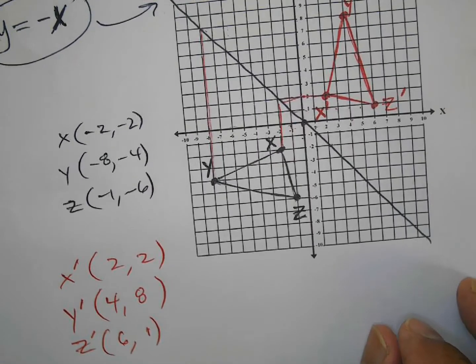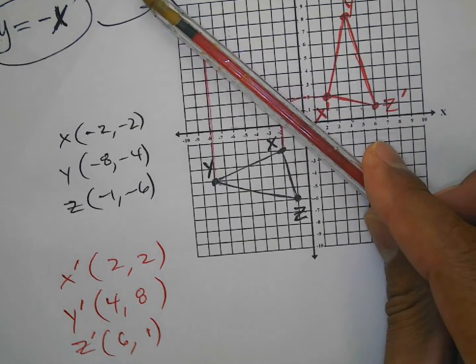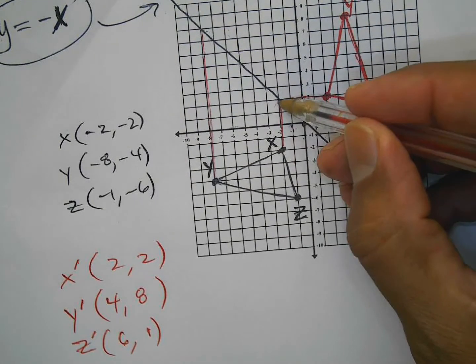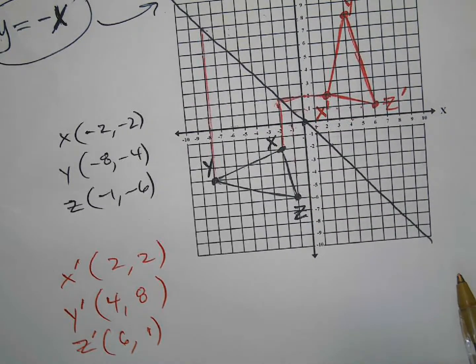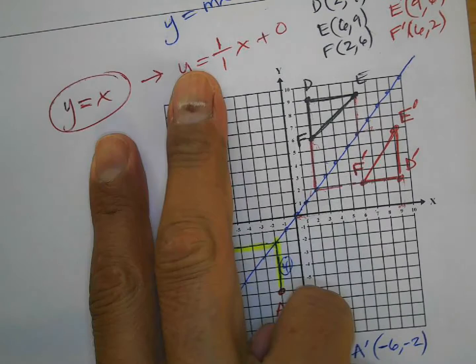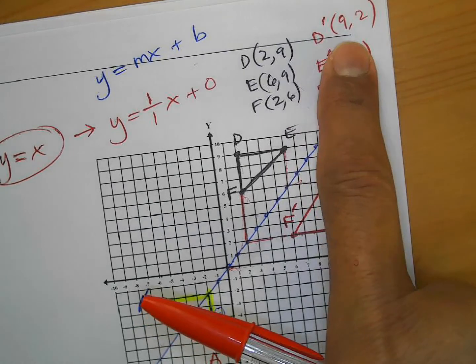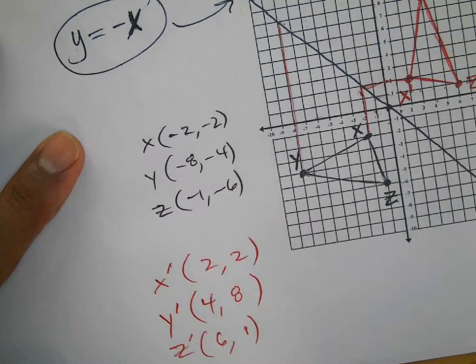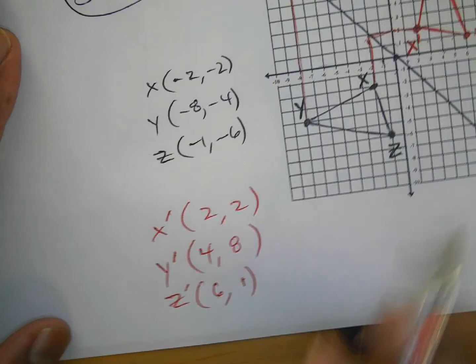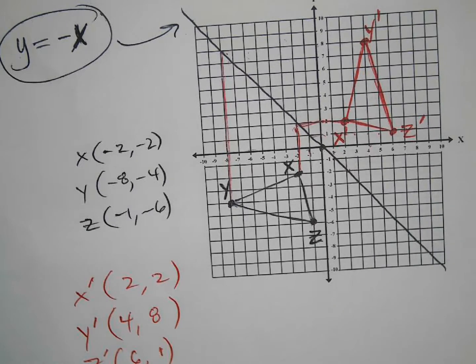Okay, so that's how you do the reflections along the line y equals negative x, right? You count to the line, but you don't count the same way. You got to change the direction. And when y is equal to x, you just switch the x and the y. You don't change the sign. We saw that here. This was 2, 9, this is 9, 2. This was 6, 9, this is 9, 6. But when it's negative x, you do switch the numbers and you also change the sign. All right, there it is. Good luck, you guys.